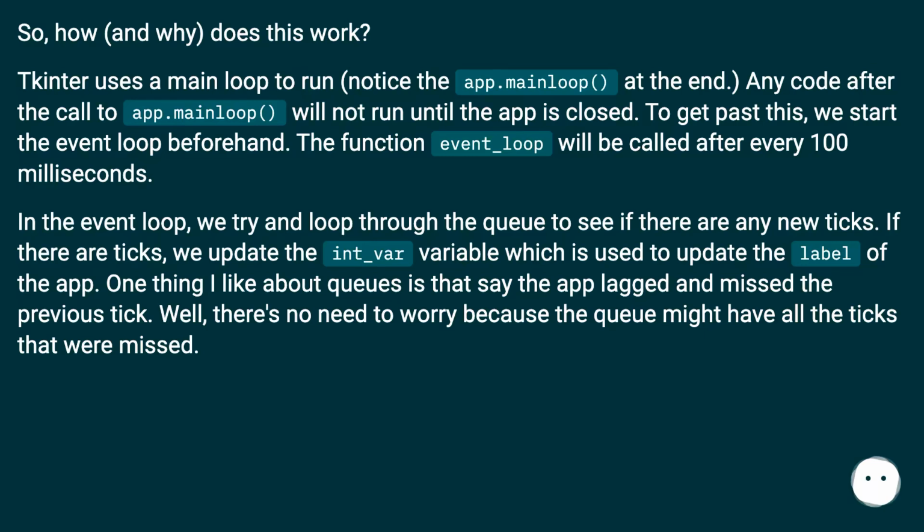In the event loop, we try and loop through the queue to see if there are any new ticks. If there are ticks, we update the int_var variable, which is used to update the label of the app. One thing I like about queues is that say the app lagged and missed the previous tick. Well, there's no need to worry because the queue might have all the ticks that were missed.